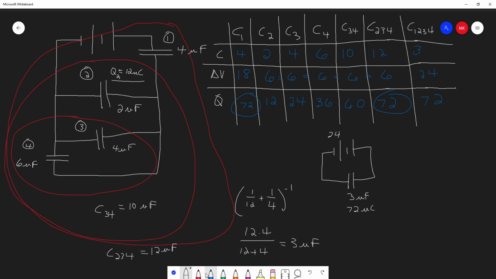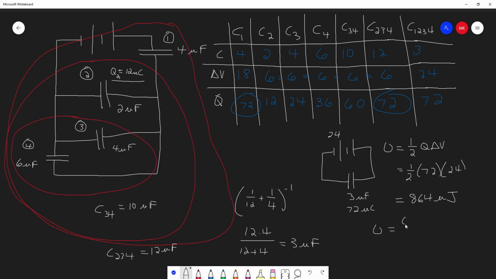So I can calculate energy in 3 different ways. U is 1/2 Q delta V. So 1/2 times our charge, which is 72, times our delta V, which is 24. This will give you 864 microjoules. Again, I could also use other equations.